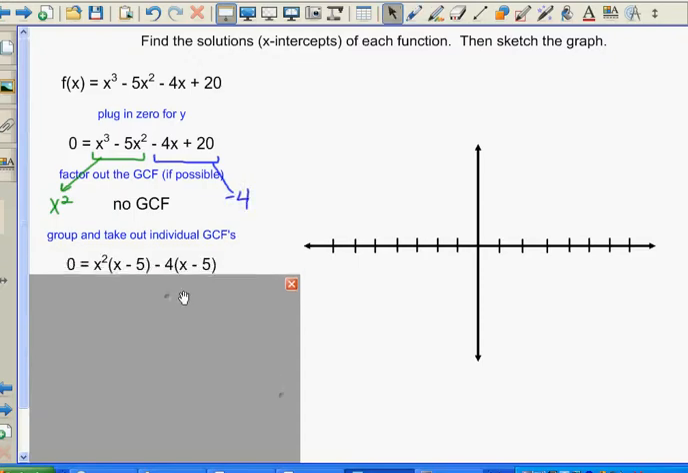So here's my work taking that out. You can see I took the x squared out of the first group, and what's left was x minus 5. I took a negative 4 out of the second group, and what's left is x minus 5. Remember, that's what we want.